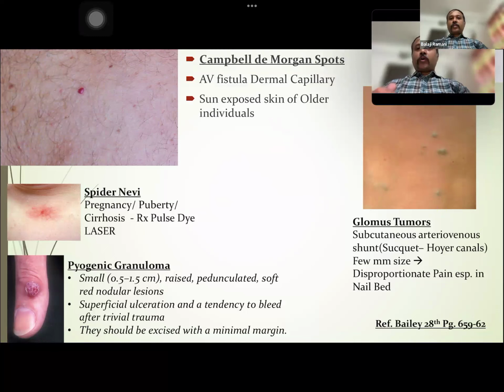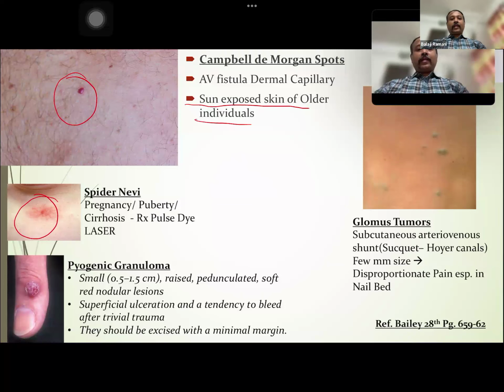And then, of course, the common lesions that you get, these are the freckly lesions that you get in old age. So these are known as the Campbell de Morgan spots, happening in the sun exposed skin of older individuals. Nothing needs to be done for these kinds of lesions. Then you have your spider nevi or your spider angioma. This will happen in pregnancy, liver disease, cirrhosis, all this it can happen.